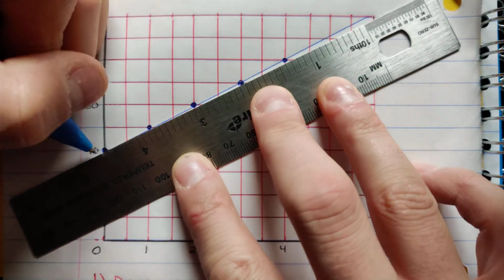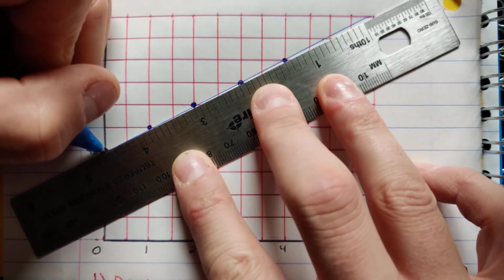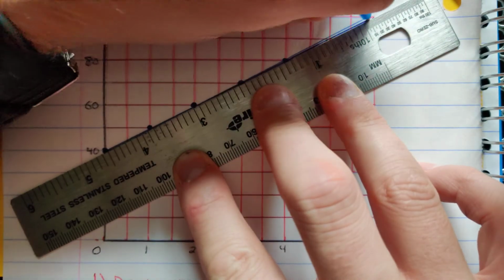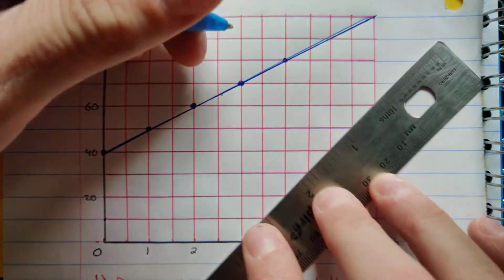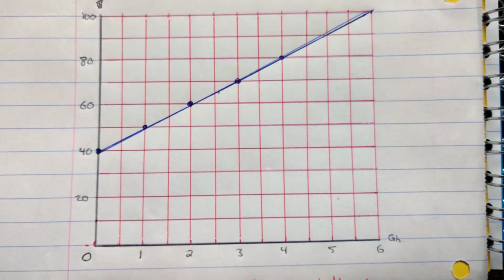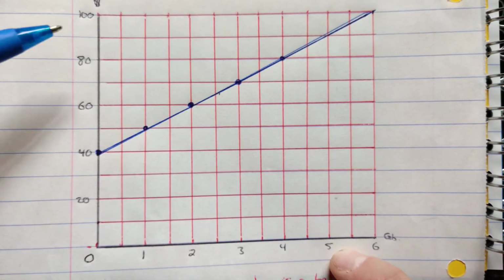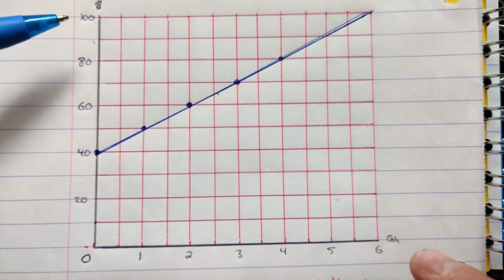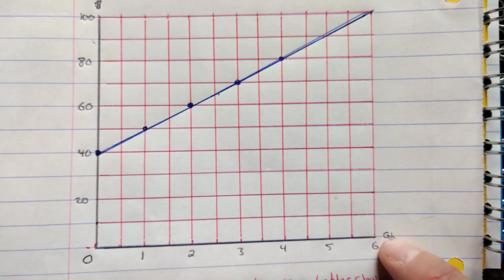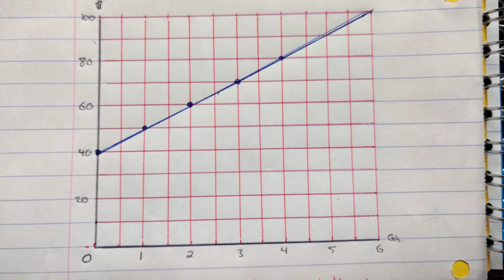And it's a little bit off, actually. It should look more like this. There we go. So there's our graph. So here we can use the graph. Say, okay, well, at 5 gigabytes, we'd pay 90. And at 6 gigabytes, we'd pay 100. So we can extrapolate some data off that graph.